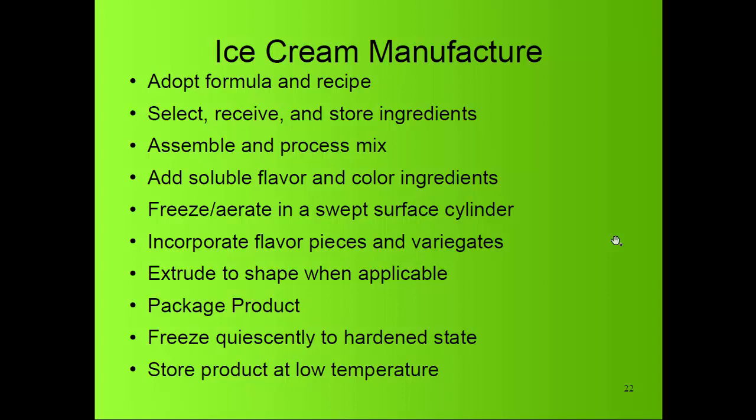Then we incorporate flavor pieces and variegates, such as nuts and strawberries and little pieces of candy. Then, if we're going to make a popsicle, we extrude it to shape when applicable. And then we package the product, and then we freeze quiescently to harden. So if you remember, we had soft serve ice cream after we took it out of the ice cream maker. Then we put it in the freezer to harden it. And then we store the product at a low temperature.